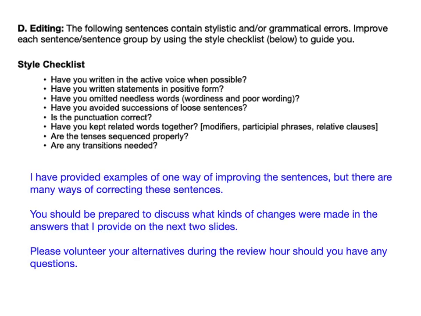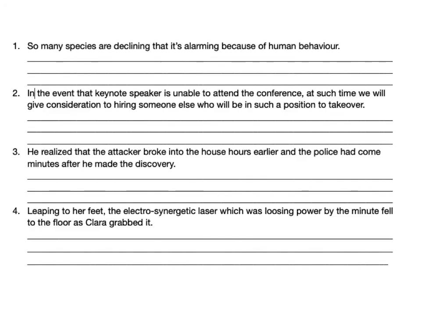On the next two slides, I've provided examples of one way of improving the sentences, but there are many ways of correcting these same sentences. You should be prepared to discuss what kinds of changes were made in the answers that I provide on the next two slides. Please volunteer your alternatives during the review hour should you have any questions. Number 1. For this part, I'll only read the corrected sentence. "Human behavior is the cause of the alarming decline of many species."